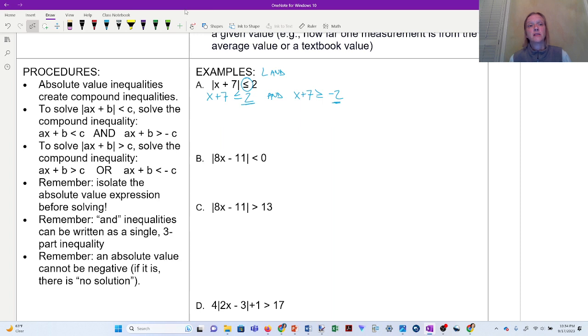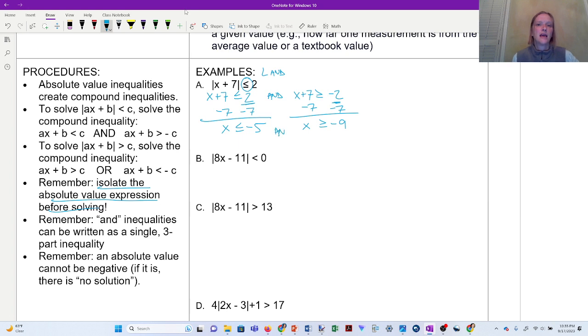And so that's really the first step, and we'll see that when we get down to question D here, where we need to isolate the absolute value expression before we solve the inequality. All right, so now we can work on solving this. I want to get x all by itself on one side of the equation, so I'm going to subtract 7 from both sides, and then I get x is less than or equal to negative 5. And I'm going to do the same thing over here, subtract 7 from both sides of the equation, and I get x is greater than or equal to negative 9.